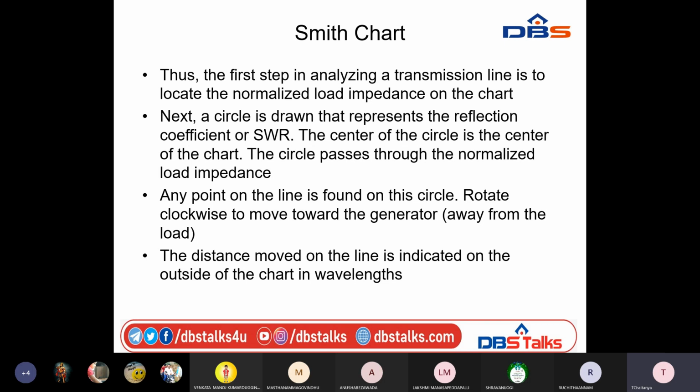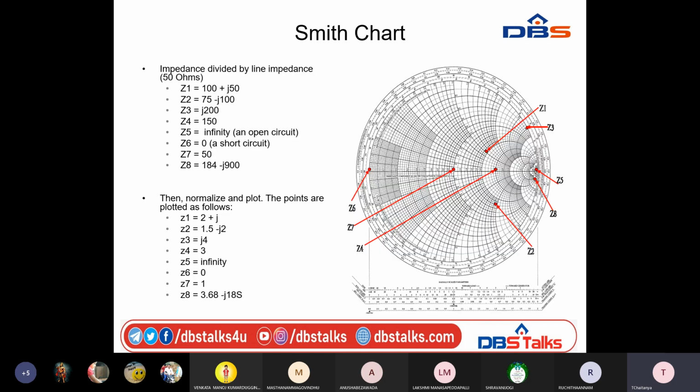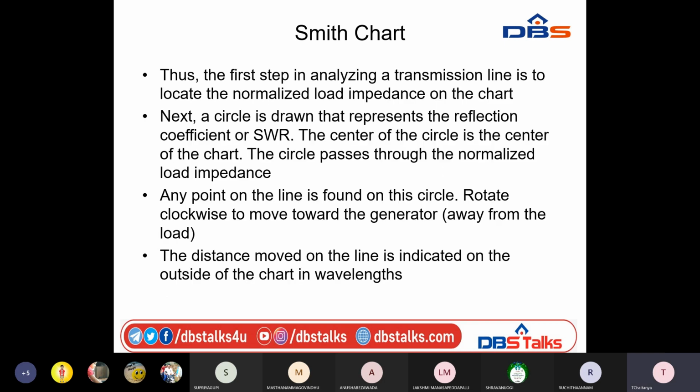See, the first step in analyzing the transmission line is locating the normalized load impedance on the chart. That is the first step that we have done here. These impedances can be converted into normalized impedances by dividing by Z naught, giving normalized Z1 and Z2. That is the first step in a Smith chart.